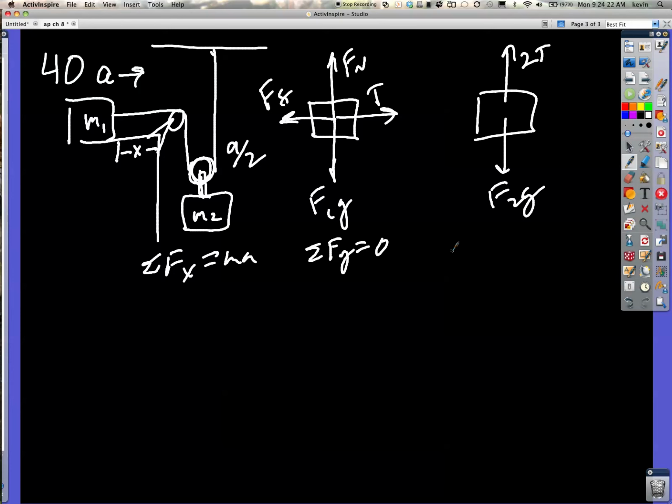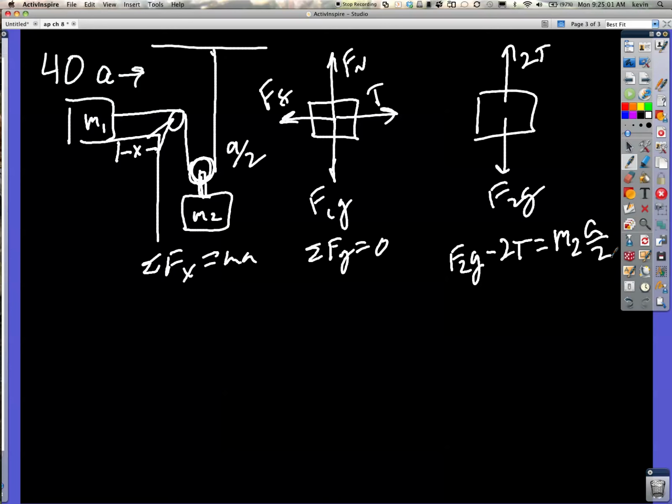So if we just say that's true for now, and we'll go back into it again later, then what that says is that F2G minus 2T is equal to M2 times A over 2. So if we assume that the thing on the pulley is moving at A over 2, does this statement make sense to you all? Or no? Okay, what's pulling down on the hanging one? Gravity. That's F2G. It wins. That's why it's positive.